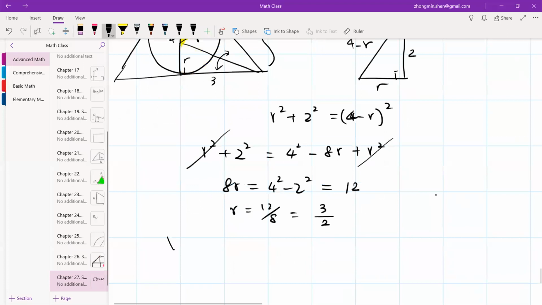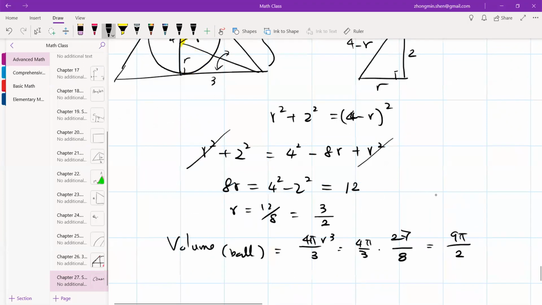Then you find the volume. The volume of the ball is going to be 4 pi r cubed over 3. It's going to be 3 cubed, 27 over 8. Then you have to simplify. It's going to be 9 pi over 2.